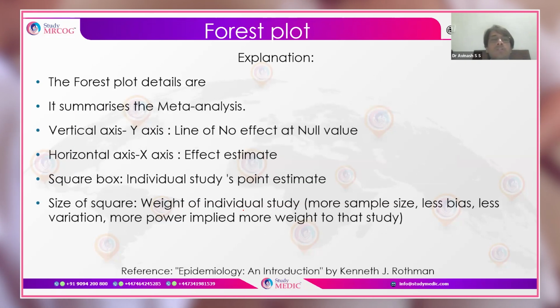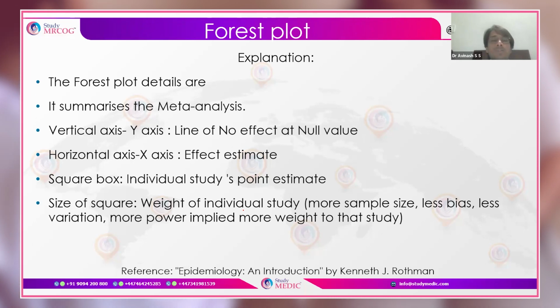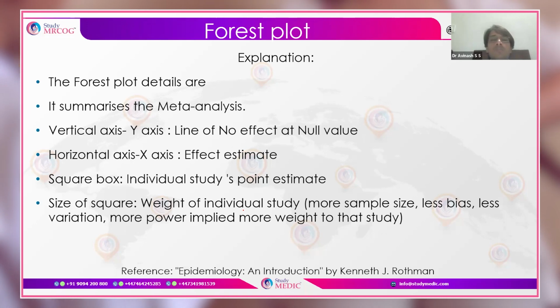So to summarize the forest plot details, it summarizes the meta-analysis. The vertical axis, the y-axis, is the line of no effect, which intersects the horizontal axis at the null value. The null value for odds ratio, hazard ratio, and relative risk is 1. For the mean difference, it is 0. The horizontal axis represents the scale of the effect estimate. It could be any of the effect estimates we discussed till now.